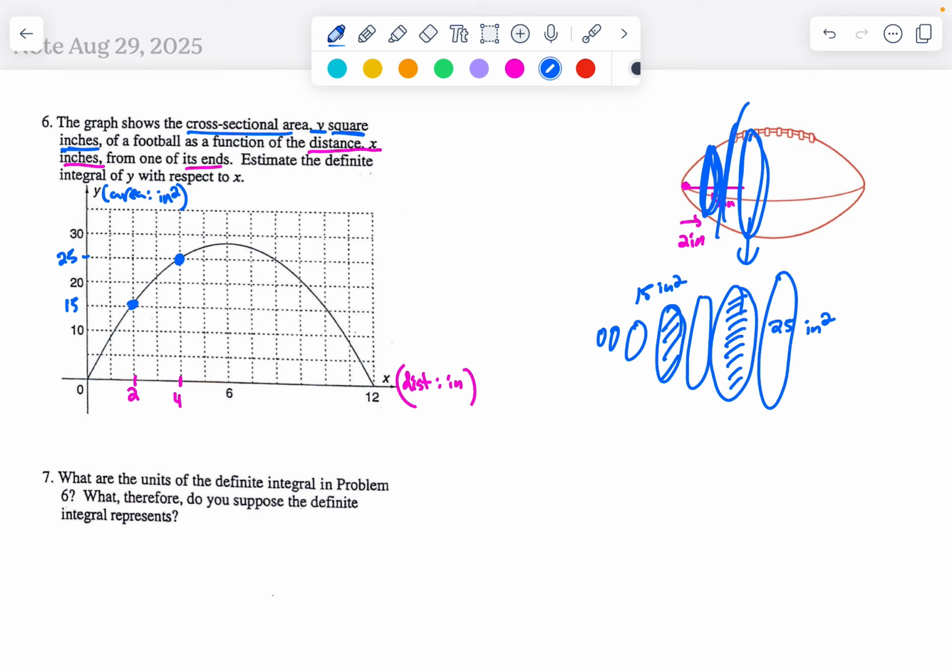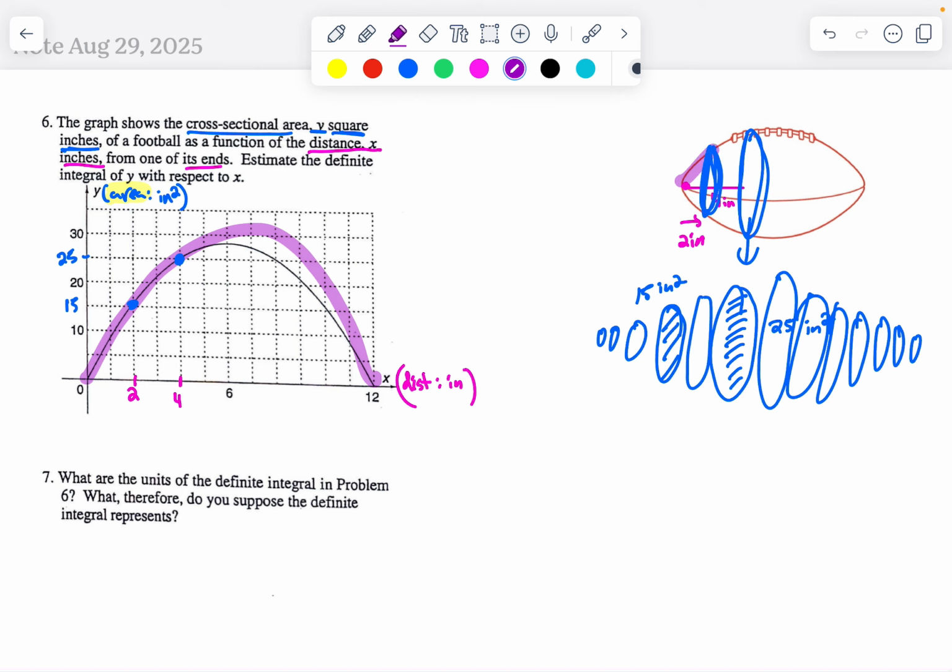But if you make infinite cuts in this football, you get infinite cross-sections, and then if you put them all together, you get the football back. And so it's just sort of imagining cutting the football into all these little pieces. And this is the area of each of those pieces. It is not the piece itself, right? This curve is not this. It is the area of each slice.